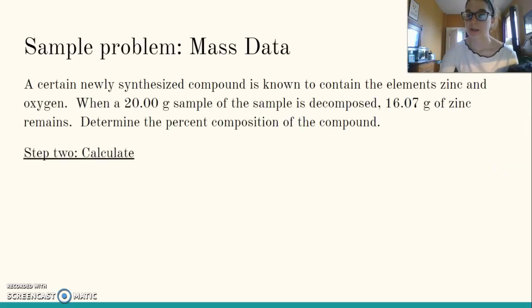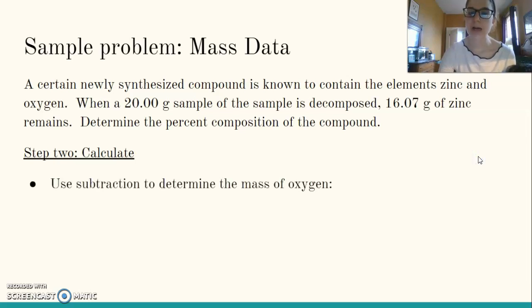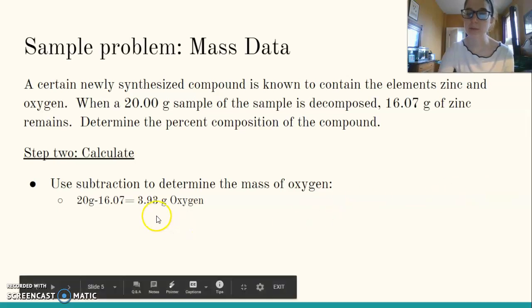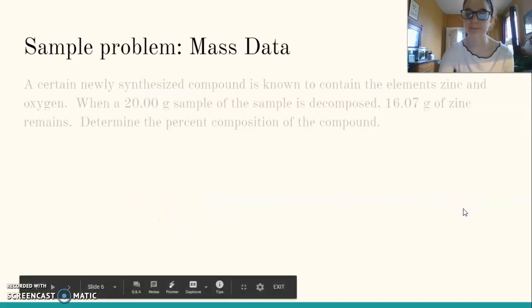For step 2, we're actually going to calculate, and there's kind of 2 parts to this calculation because we weren't given the grams of oxygen, but it's a pretty simple thing to calculate. We're going to use subtraction to determine what mass of oxygen is in that sample. We know that it's only made of zinc and oxygen, so if we have 16.07 grams of zinc, all the other mass has to be oxygen. So we're going to take the total mass, subtract the known mass of zinc, and that will give us the grams of oxygen. So 20 minus 16.07 tells us there are 3.93 grams of oxygen.